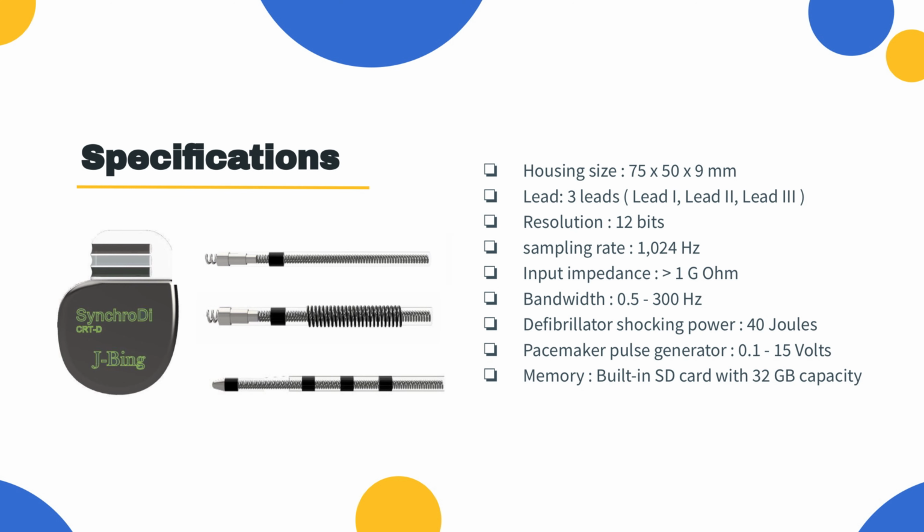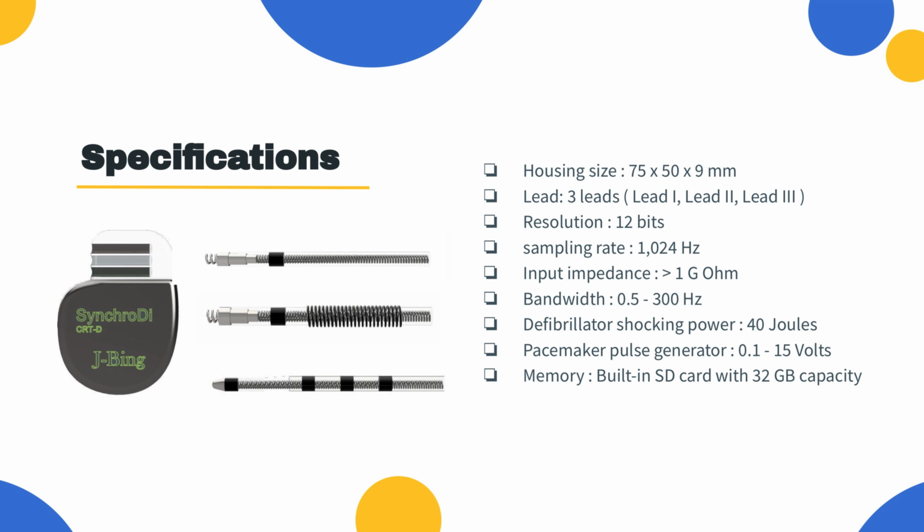Next is the specification of the device. The device has 2 main parts, which are the housings and the leads. The leads consist of 3 leads, which are for the right atrium, right ventricle, and left ventricles. The resolution of the device is 12 bits and the sampling rate is 1024 Hz. Their input impedance is more than 1 GΩ and their bandwidth is between 0.5 to 300 Hz.